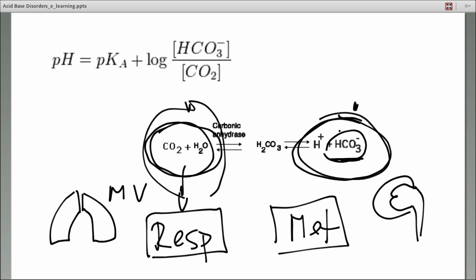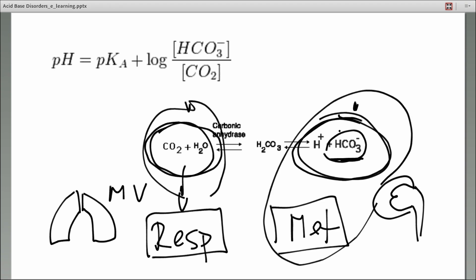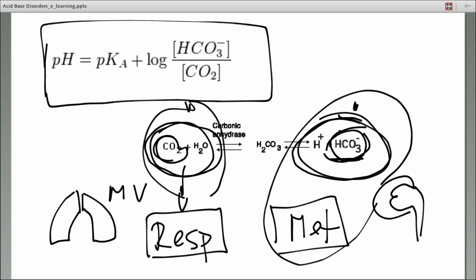And the other side of the equation, where you have bicarbonate and proton, we talk about as metabolic disorders, where the primary problem relates to that side of the equation. Okay, great. The relationship between bicarbonate and partial pressure of CO2 is actually shown in the Henderson-Hasselbalch equation, which you may see up here. And this one you remember very well.